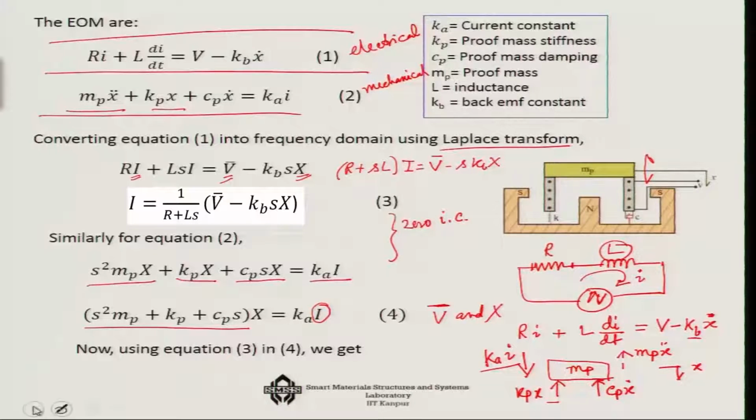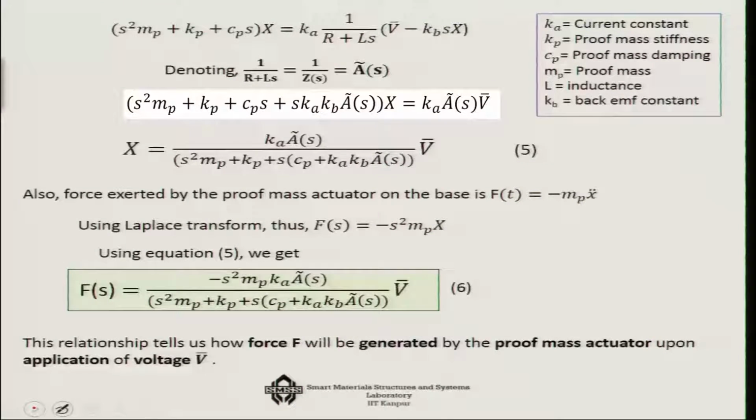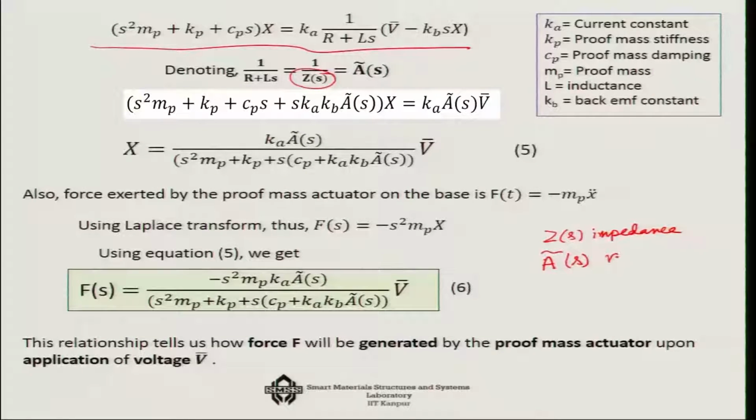Now, let us see what relationship we will get. If I combine the two equations, I am going to get this particular relationship, and a little bit advanced, if I put 1 over R plus Ls, now R plus Ls can be written as the impedance. So, Zs is the impedance of the system, and A tilde is the reciprocal of impedance. So, this is the reciprocal, and it is also known as admittance.